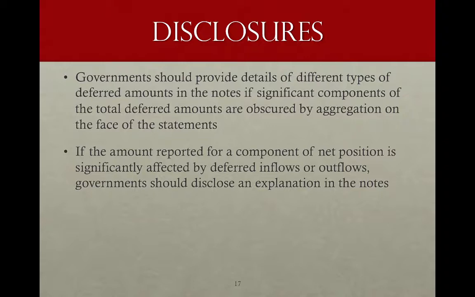The other disclosure is that if one of the components of net position is significantly affected by deferred inflows or deferred outflows of resources, then the government should include a note disclosure that explains the nature and magnitude of that effect of the deferred inflows or outflows. So that, in a nutshell, is Statement 63 and the answer to the question, where should deferrals be reported in the financial statements?